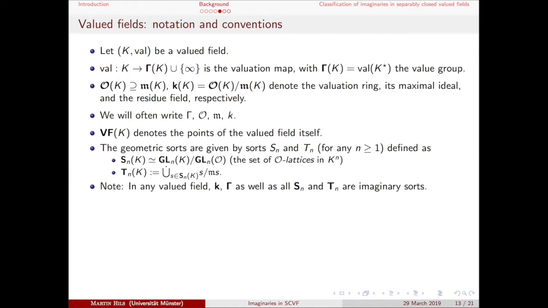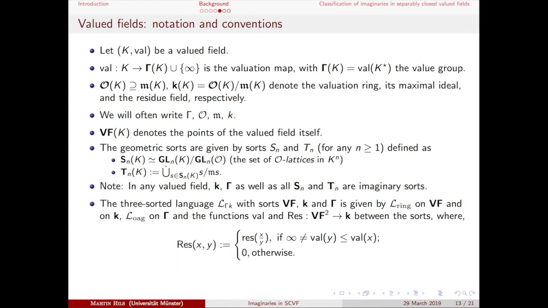So for the valued field, the residue field, and the value group, that is this one. So L gamma k, we have these three sorts, somehow the main players in a valued field: the valued field itself, the residue field, and the value group. You put the ring language on the valued field, another copy of the ring language on the residue field, and the language of ordered abelian groups on the value group, and then you connect the sorts.